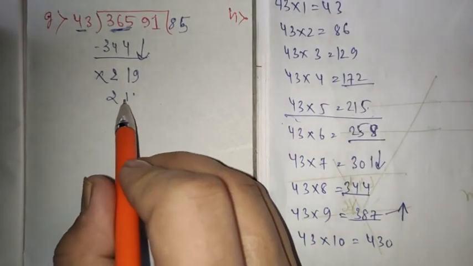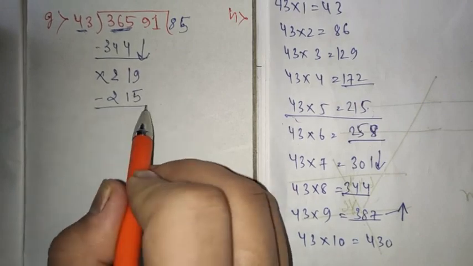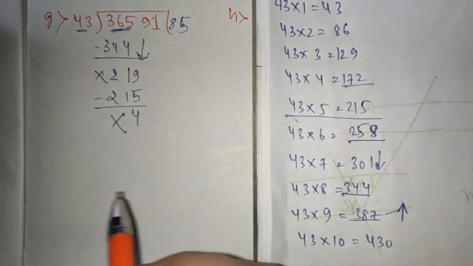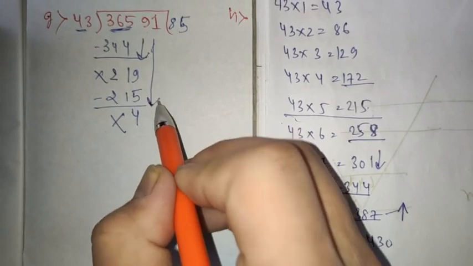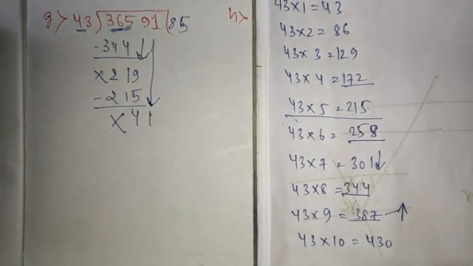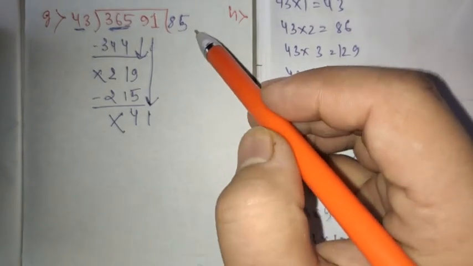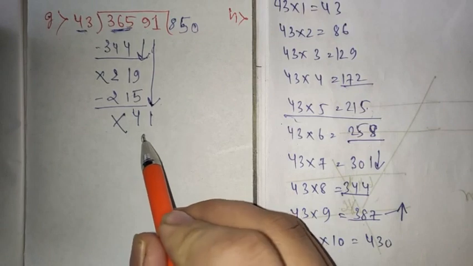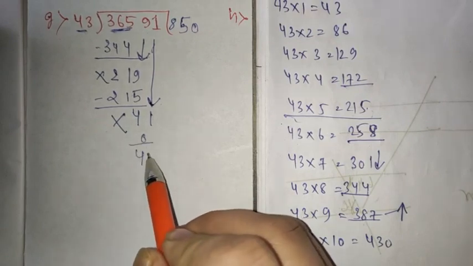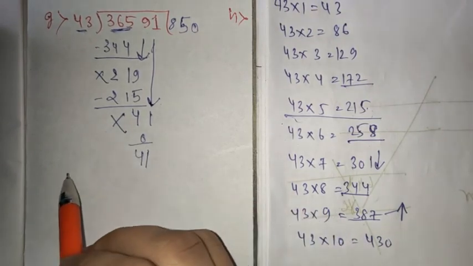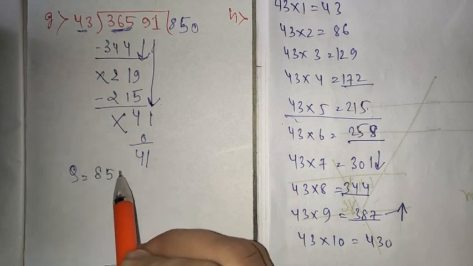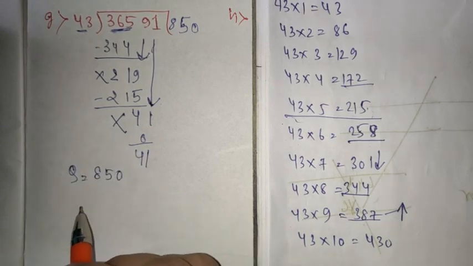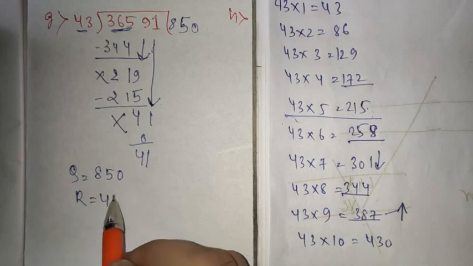Sorry, it is 5, not 6. It is 5, so it is 215. So 9 minus 4 is 5, and the other is 0. So now what will come down? This will be down. So 43 cannot divide 41. So 43 times 0 is only possible. So 41 is the remainder. So your quotient is 850, and your remainder is 41.